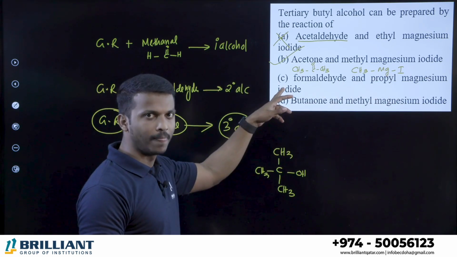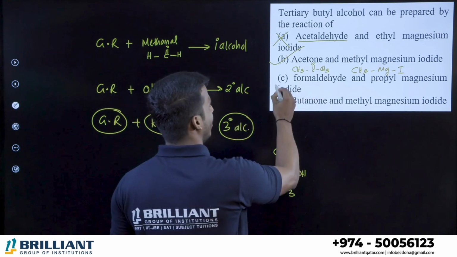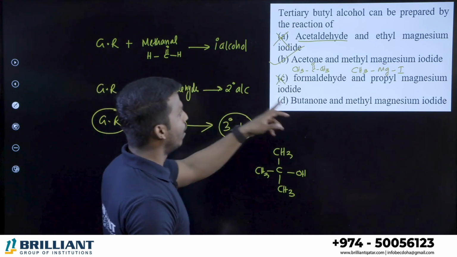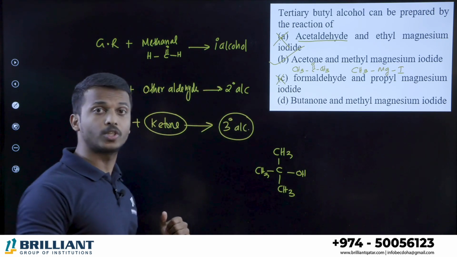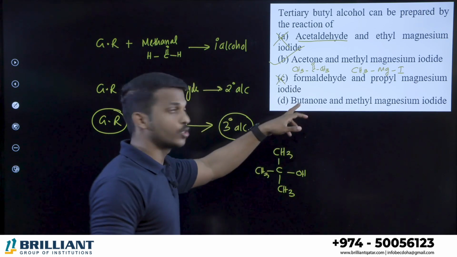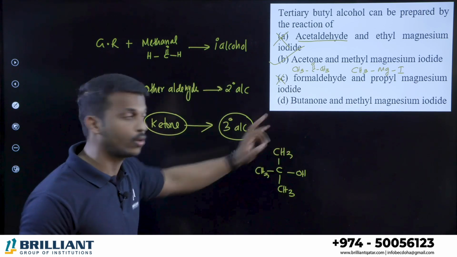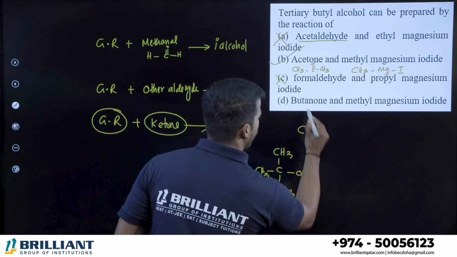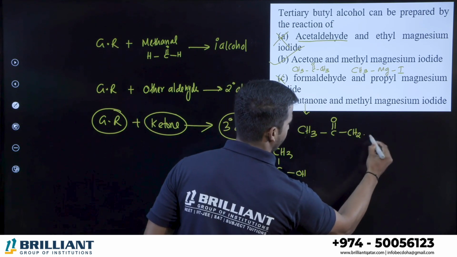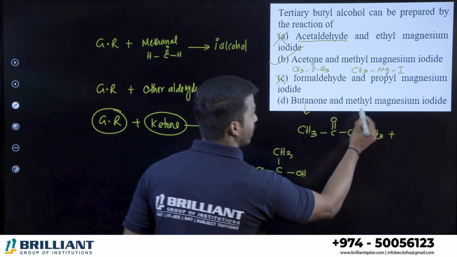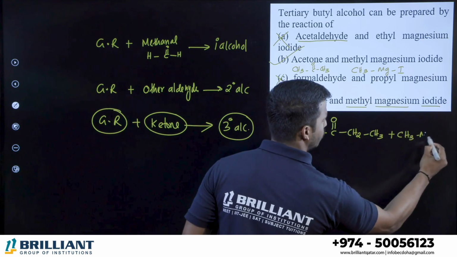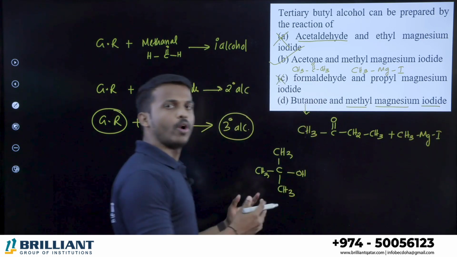Is option C possible? No. Formaldehyde. If you are treating formaldehyde, what will you get? Methanol, primary alcohol. Butanone, that's also possible, right? Butanone and methyl magnesium iodide, because butanone is also a ketone. What is butanone? CH3COCH2CH3. Correct. Plus, it is reacting with what? Methyl magnesium iodide, CH3MgI.